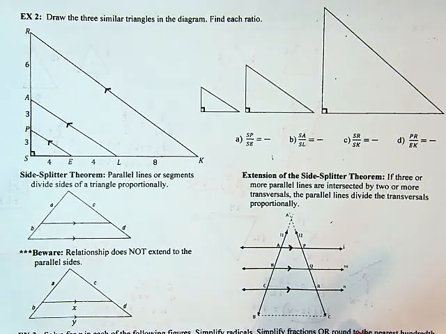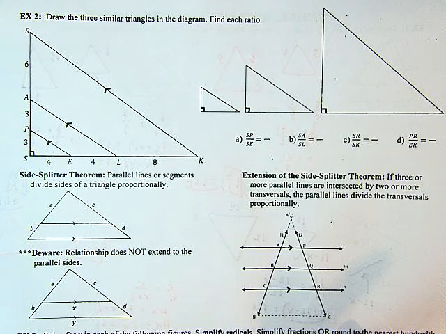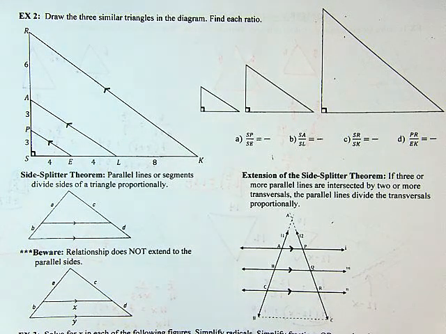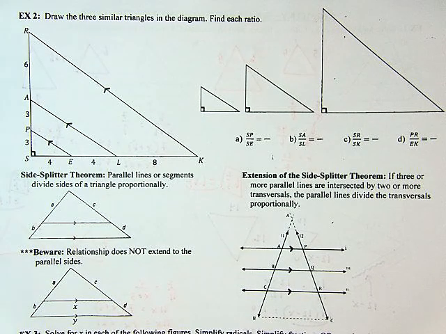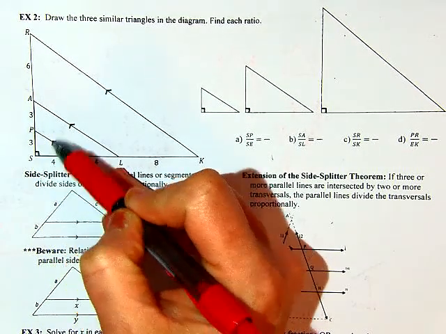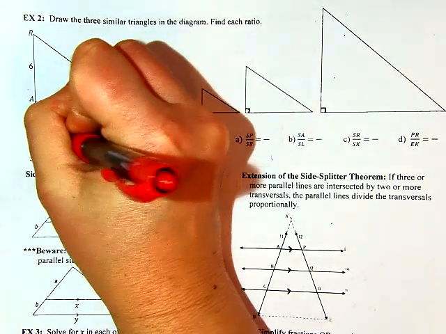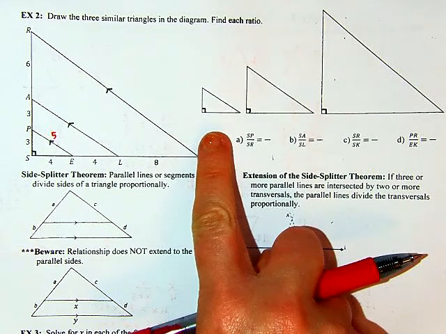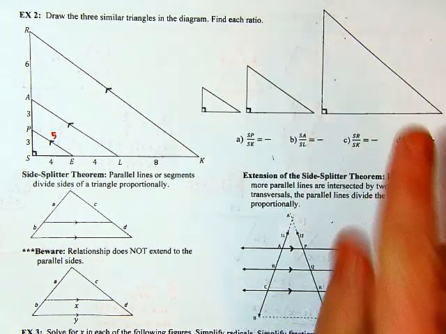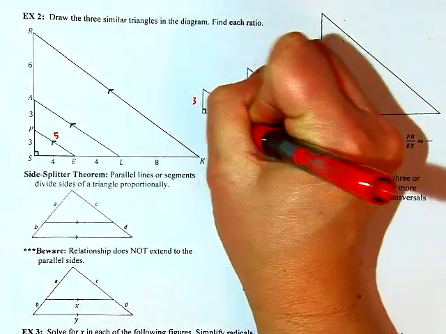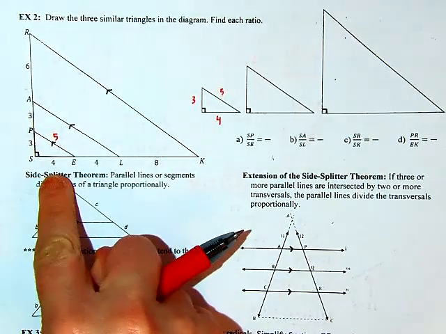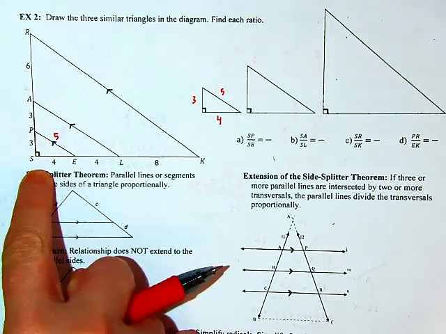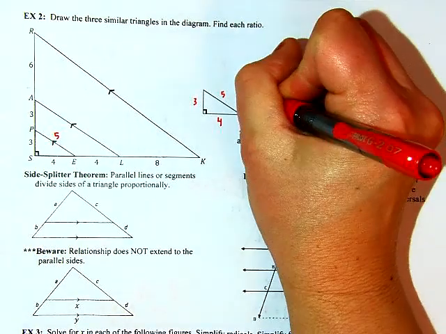All right, so draw the 3 similar triangles in the diagram. Find each ratio. Okay, so you might see right away that I'm giving you that most common triple right here, that this is a 3, 4, 5. Let me just mark that since I know it right away. Okay, and now it's asking me to draw the 3 similar triangles. Okay, so I know this small one is a 3, 4, 5. Okay, and then this one right here in the middle, this side is 6. This side is 8. 6 and 8.